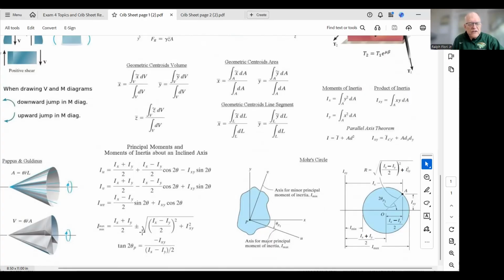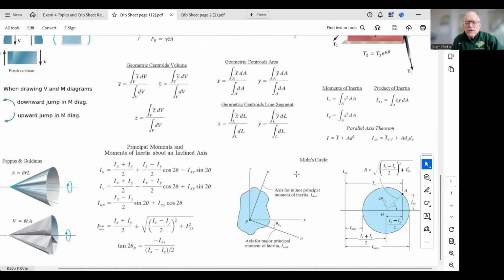This term here is the radius of Mohr circle. This here is I average. And so the I max and I min formula is here, which is useful. If you take the IUV equation and set it equal to 0, because at I max and I min the IUV or the IXY is 0, and solve it, you get this tangent of 2 theta p equation, which is equal to negative IXY divided by (IX minus IY) over 2. This gives you the angle theta p from your x face to the nearest principal axis. You may need to do that.